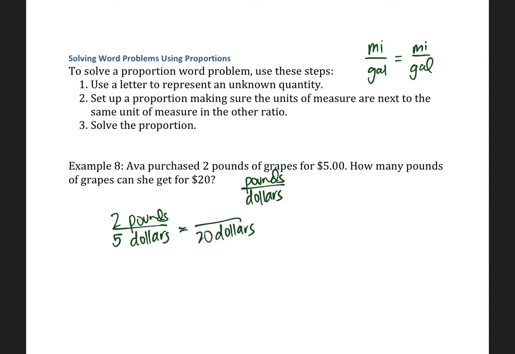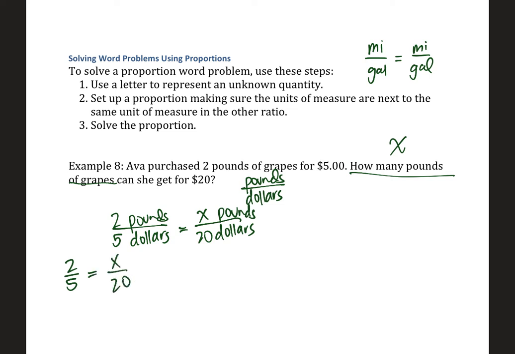And now I'm going to do the first step, which is to use a letter to represent an unknown quantity. So how many pounds of grapes? The unknown is how many pounds of grapes that she can get. So it's going to be X pounds. So what I'm going to do now is just write this without all those things there because I have the numbers and variable in the correct spots. We have 2 over 5 is equal to X over 20.